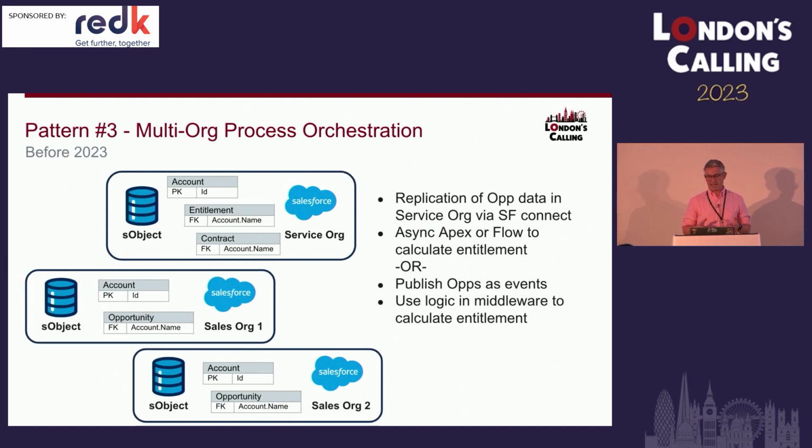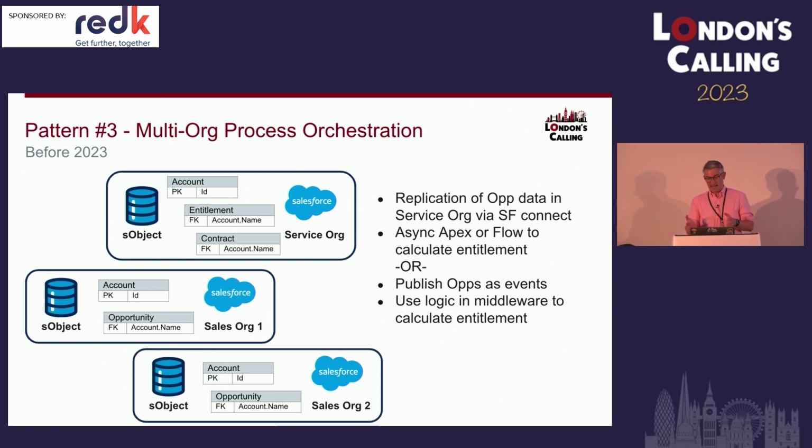So how am I doing that before Data Cloud? Before Data Cloud, there's a couple of ways I could do it. I could either choose to take all of that opportunity data, all of that account data, and stick it in the service org. So I might use Salesforce Connect, or I could do something like asynchronous Apex or a flow to then calculate the entitlement. So that's one option where I'm having to replicate data.